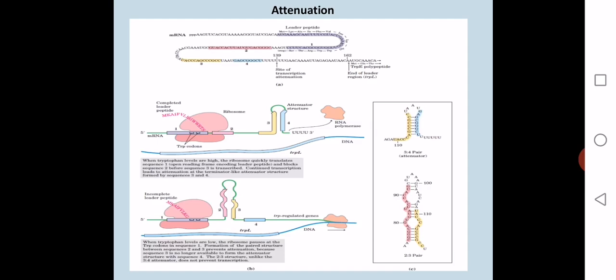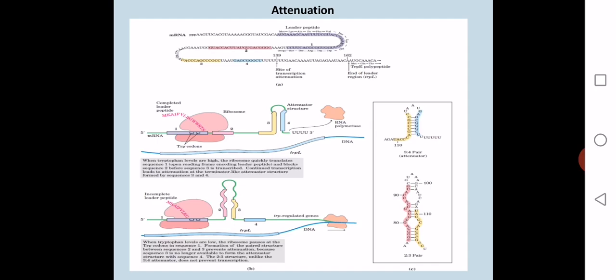Tryptophan is abundantly available in the system, in the cytoplasm. Then in that case, when the trp mRNA or the leader mRNA is synthesized, normally transcription is followed by translation in bacteria. So the translation will follow. That means the ribosome will bind onto the leader mRNA, and this leader mRNA will be translated by the ribosome.